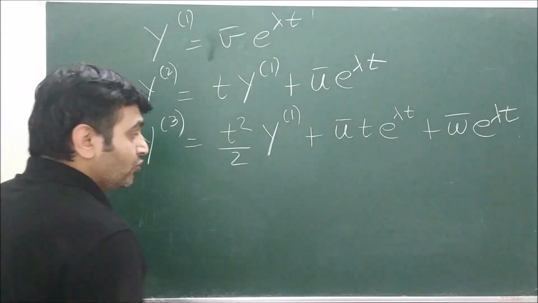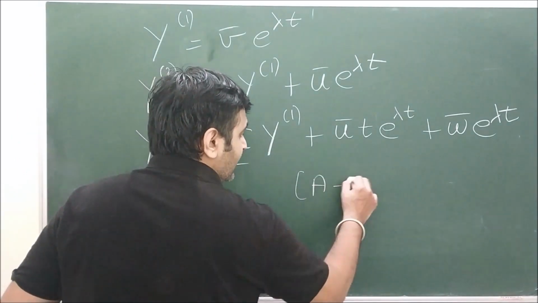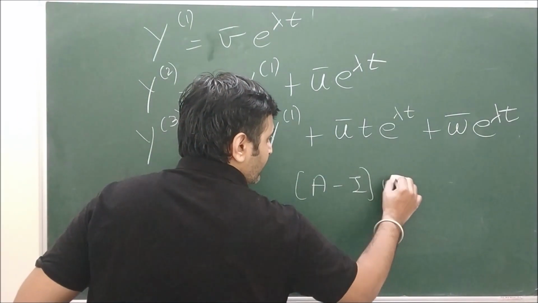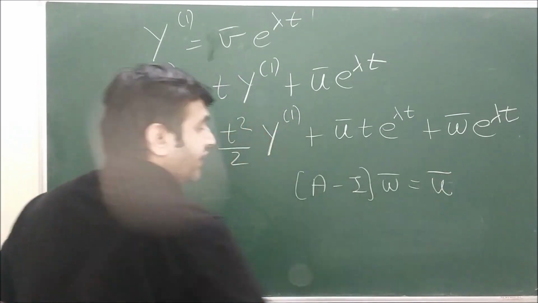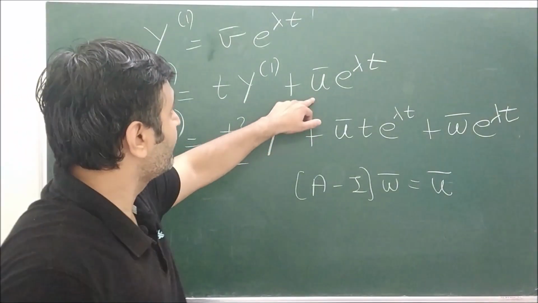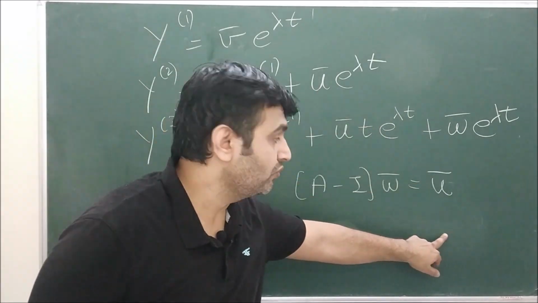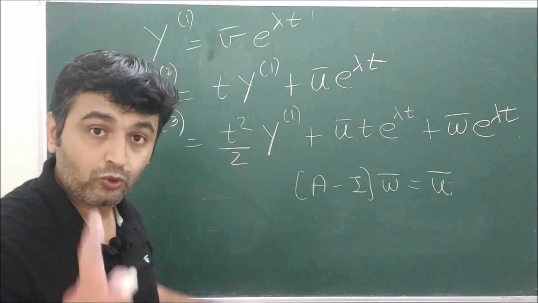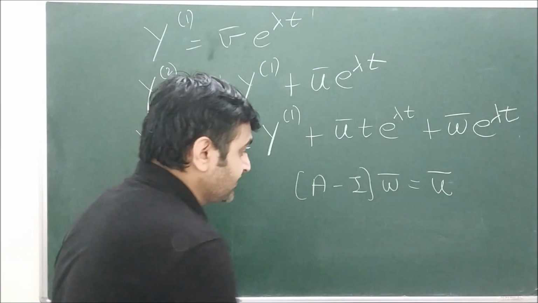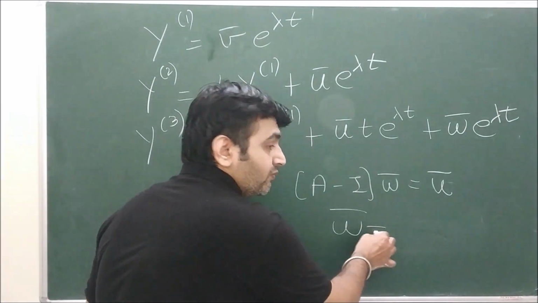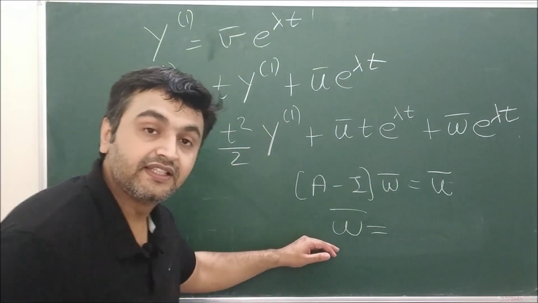And how do you obtain w bar? You simply solve the equation (A minus I) w bar is equal to u bar. To find u bar you took v bar, now to find w bar you will take u bar. So this is how you solve this. You solve this, and your first homework for this lecture is, you have to tell me what your w bar comes out to be. So that is the first thing you have to do.